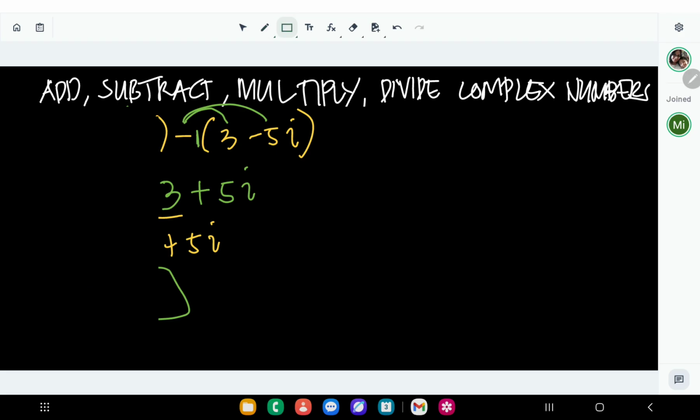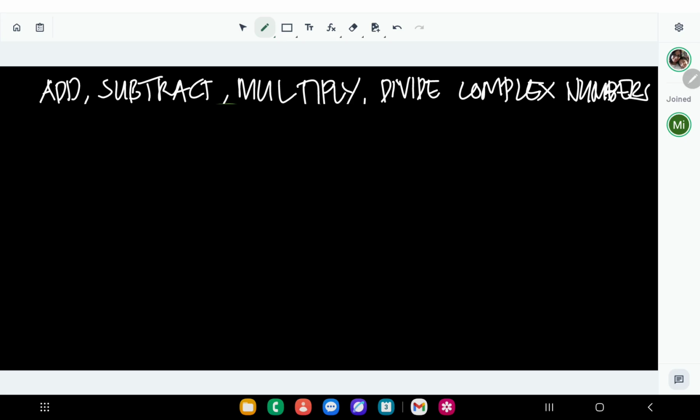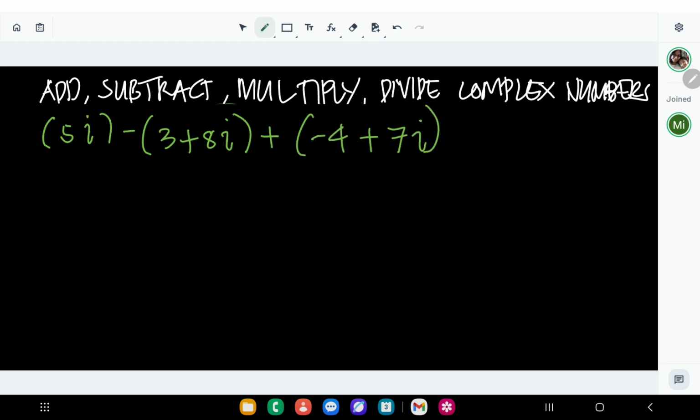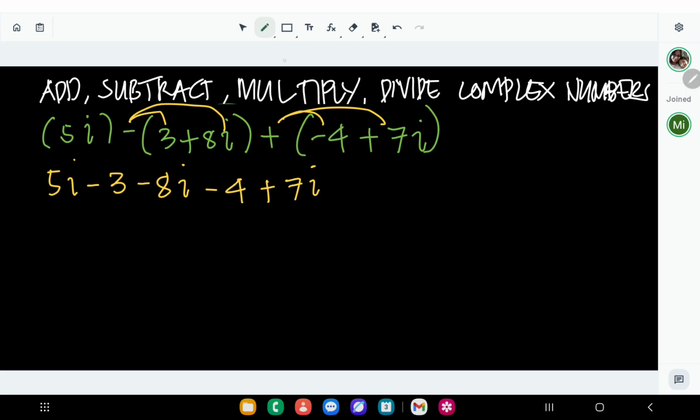Okay, what if we're given this one? 5i minus (3 plus 8i) plus (negative 4 plus 7i). The same process. We get rid of the parentheses, so this becomes 5i. We distribute the negative sign, so this is negative 3 minus 8i. Be careful of the negative sign. Then this one, positive times negative is negative, so negative 4 plus 7i.